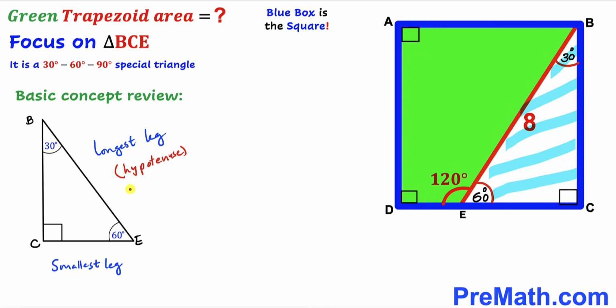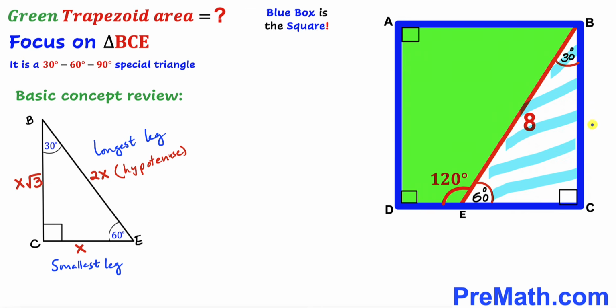In such a special 30-60-90 triangle, the longest leg is always twice the smallest leg. If the smallest leg is 1, then the longest leg is 2, and the third leg is the square root of 3. In general, if our smallest leg is x, then our longest leg is 2 times x, and our third leg is x times the square root of 3.